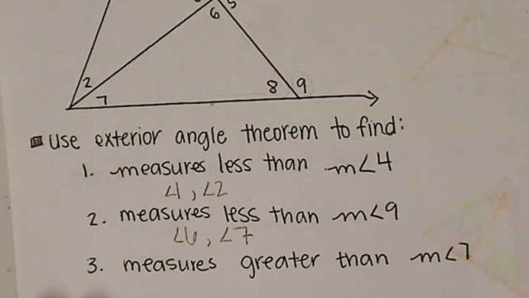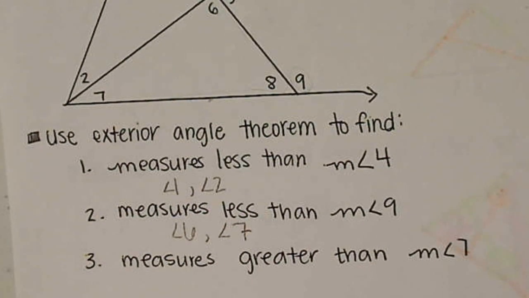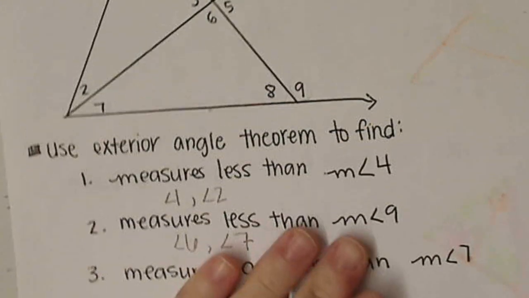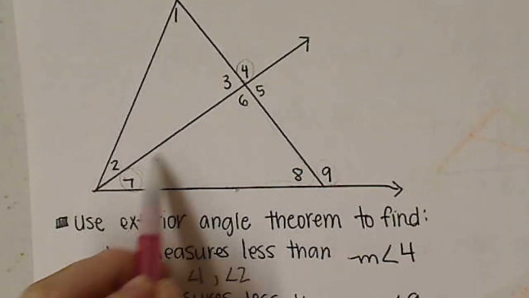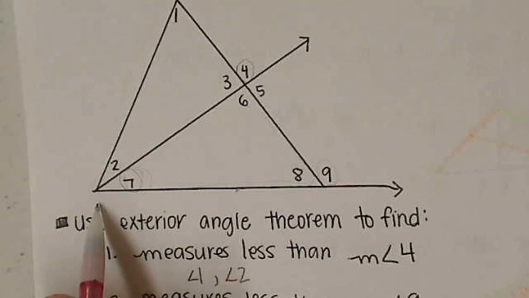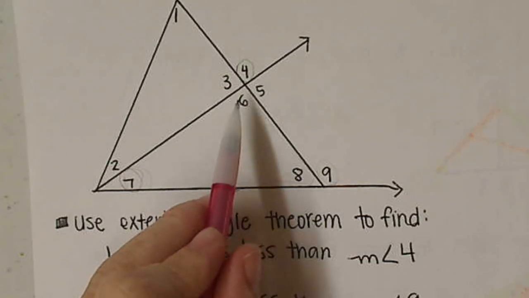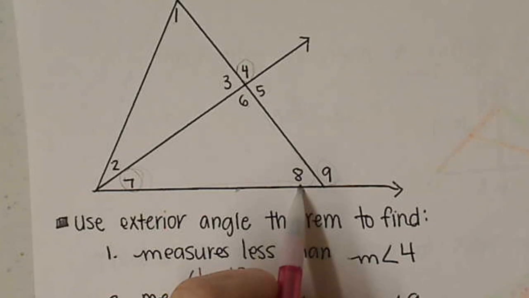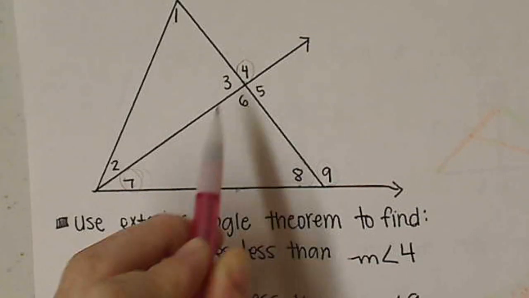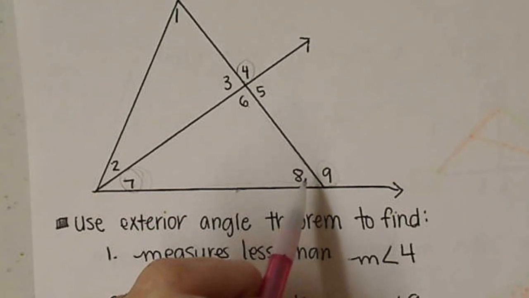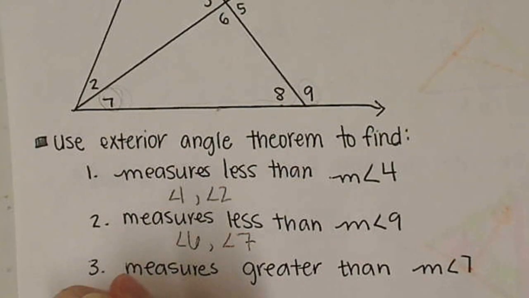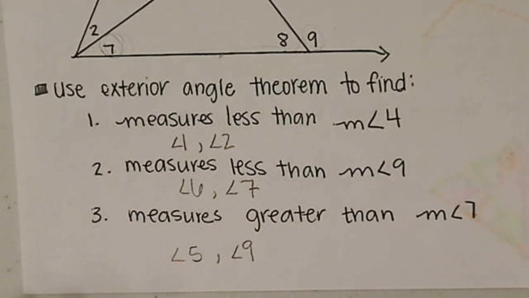Okay, last one, measures greater than angle 7. So angle 7 is right here. So I'm looking at this triangle again, the same one. So greater than 6 and 8 maybe, but we don't know for sure. We can't assume that. But we can assume, hey, these are exterior angles. They probably are, so we can pick those, angle 5 and angle 9. Those are our two angles that are bigger than angle 7.